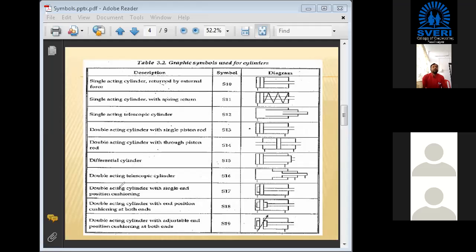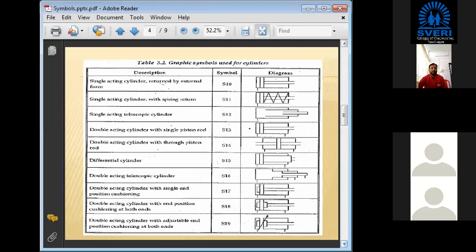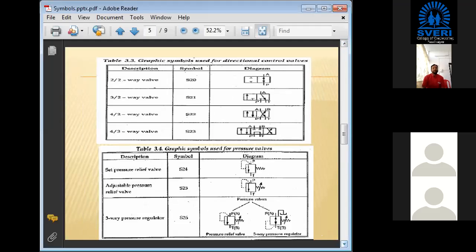Whether you have drawn all the symbols or you need 2 more minutes, please tell me. Want more time? Okay, I will give time. First, we will cover this one.